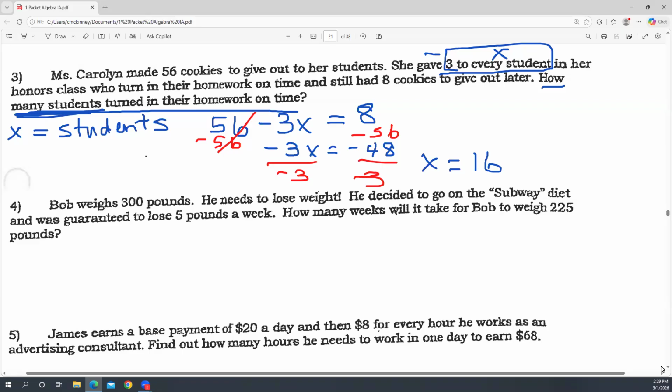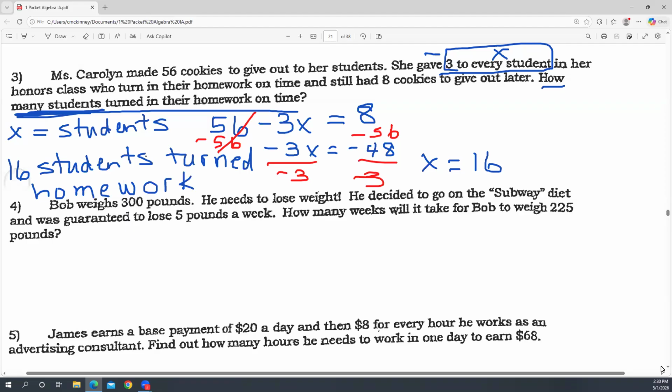So I'm going to say 16 students turned homework in on time, or just turned homework in. We'll go ahead and shorten it a little bit. Or you could say 16 students turned their homework in, would be okay too.